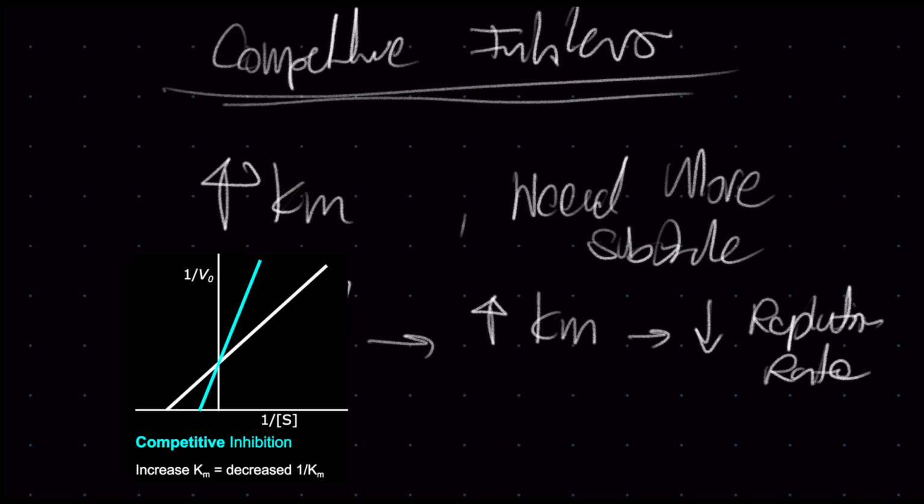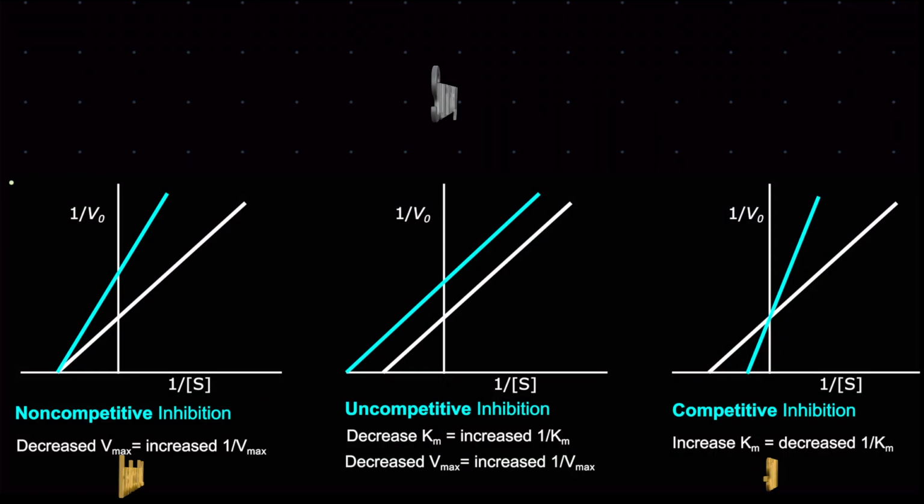Fun analogy. Imagine competitive inhibitors like pop-up ads when you're trying to click a button. They don't change the button's function but make it harder to access, requiring more effort or substrate to reach your goal. Summary: Lineweaver-Burk in a nutshell.